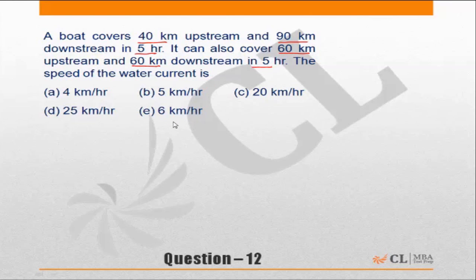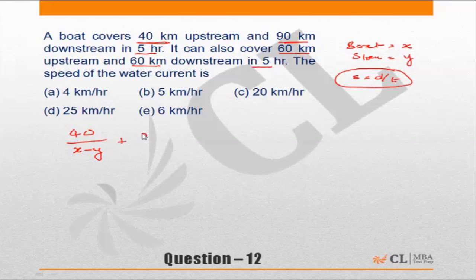Now, typically this kind of question is solved in a very cumbersome manner by most of us. We will start by saying, let the speed of the boat be x kilometers per hour and the speed of the stream be y kilometers per hour. And speed we know is distance upon time, or time is distance upon speed. So the boat doing 40 km upstream plus 90 km downstream: 40 upon x minus y plus 90 upon x plus y should be equal to 5.